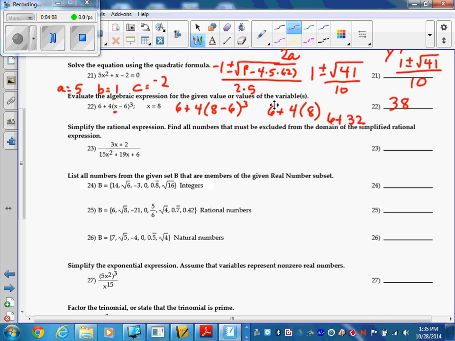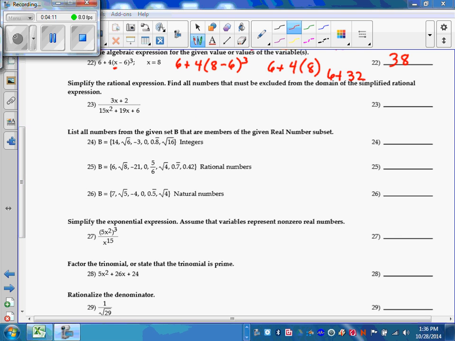Okay, so back on. So question 23. Remember, this is like our test. Question 23 is to simplify this. So we're going to factor. 3x plus 2 is simple. So we're going to now factor this one.